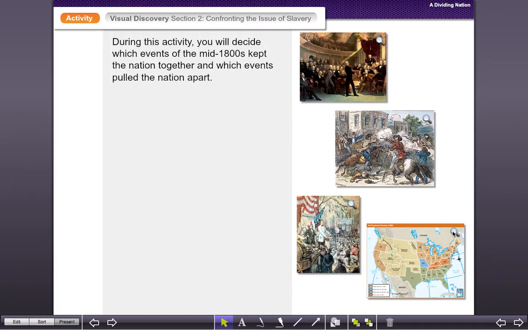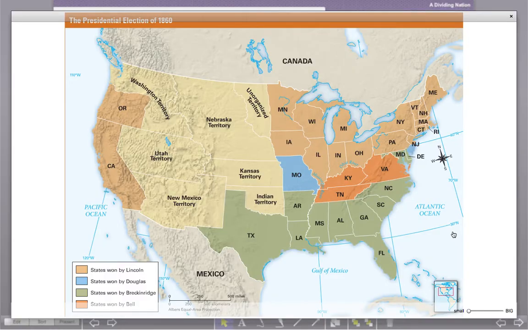And our last one is a map. It says the presidential election of 1860. Always take a look at the key first, okay? The colors mean something. States won by Lincoln, states won by Douglas, states won by Breckinridge, states won by Bell. So apparently those colors tell you the different states that each of these people won during the 1860 presidential election. Remember, we have what's called the Electoral College, so that would mean that most of the people in those states voted for a particular candidate. All right, interesting.